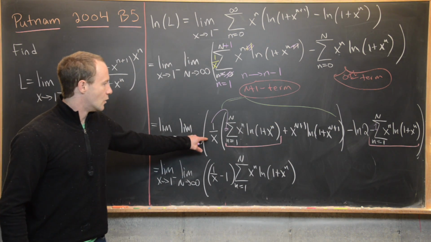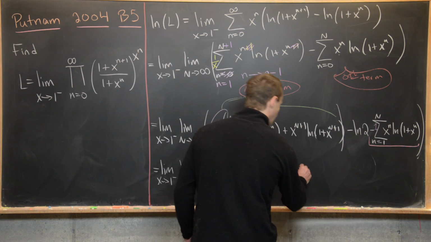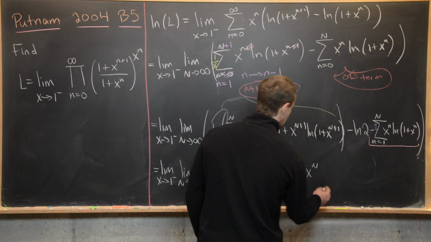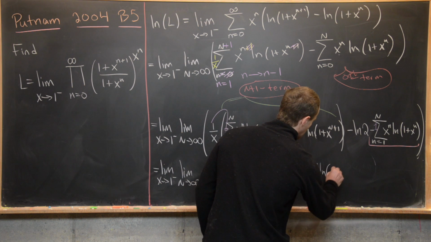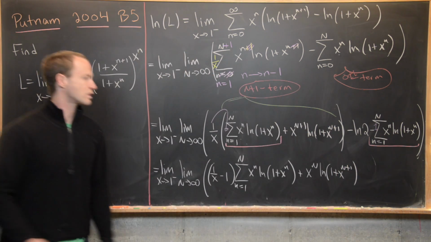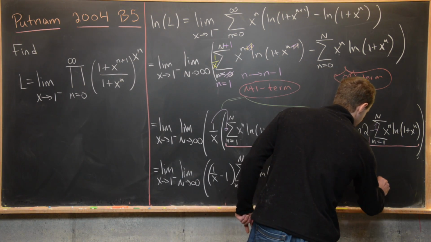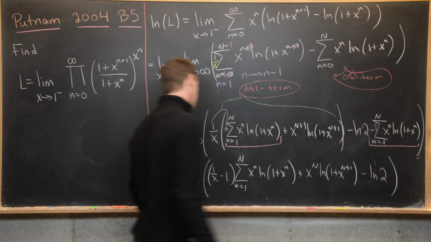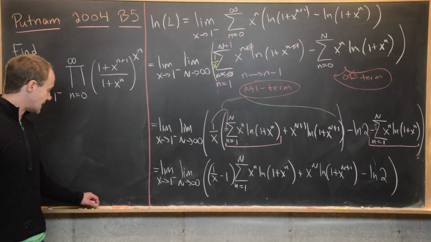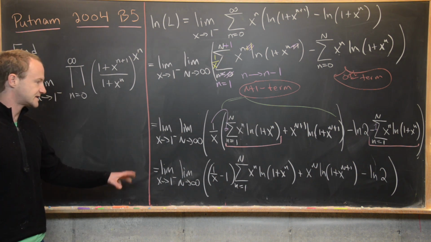And then let's see what we have left over. So we'll have 1 over x times x to the n plus 1, so that'll be plus x to the n, and then the natural log of 1 plus x to the n plus 1, like that. And then finally, we've got this last term, which is just a number at this point, so the natural log of 2.